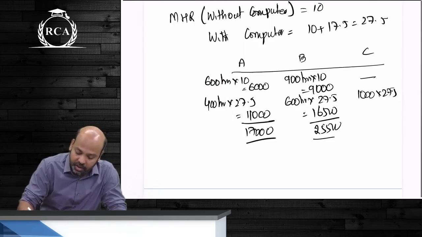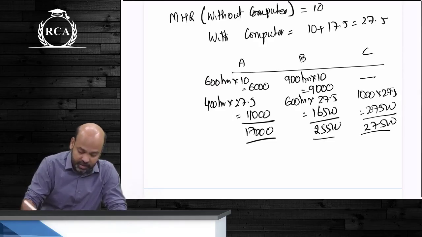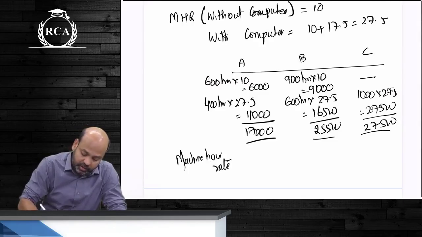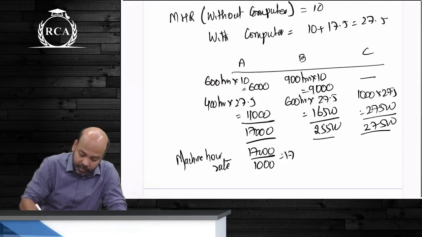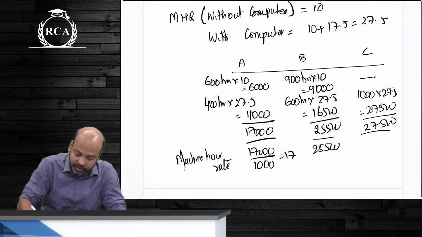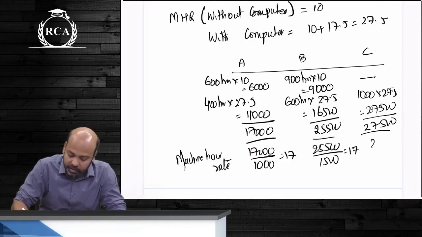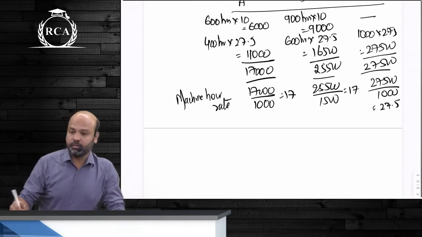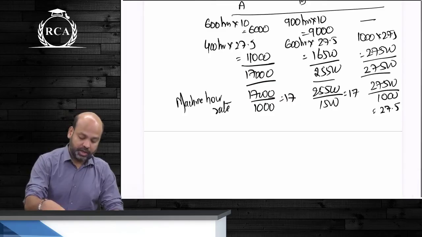So obviously the machine hour rate for the last one will remain at 27.5. You divide this by the total number of hours to arrive at the machine hour rate job wise. So 17,000 divided by 1000 hours, and that would be 17 rupees. Next, 25,500 will be divided by 1500 hours. That's another 17. The last one obviously would be 27.5. This will be the machine hour rate job wise.